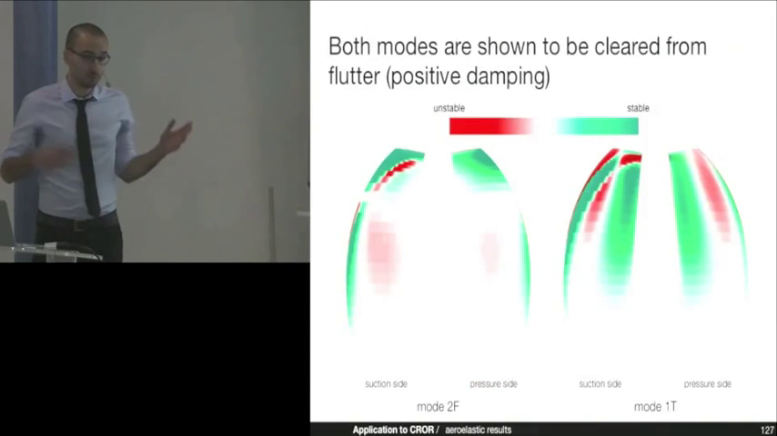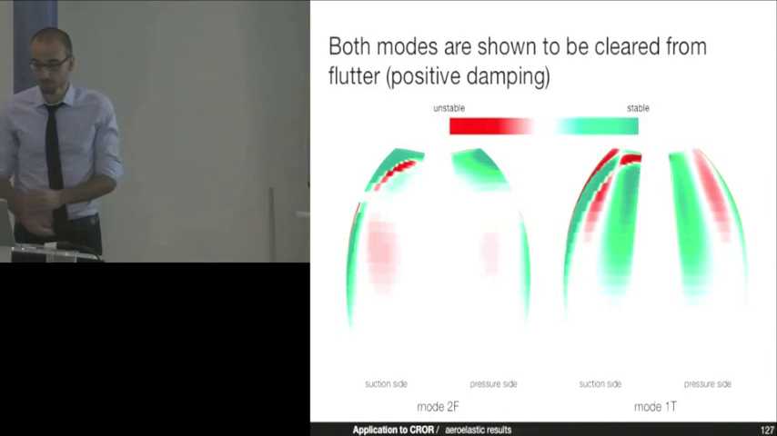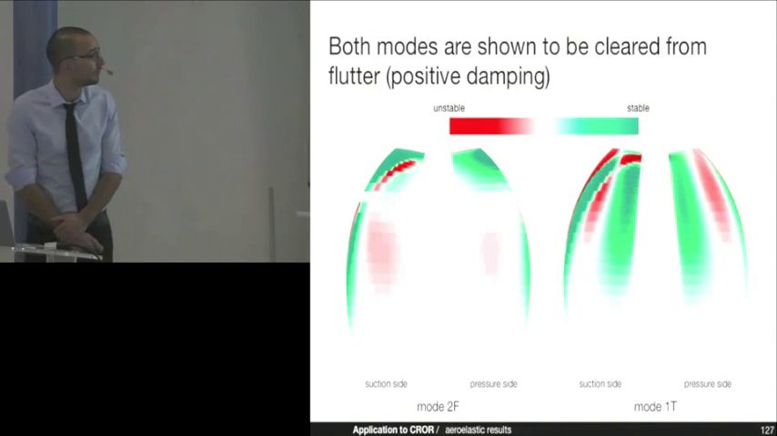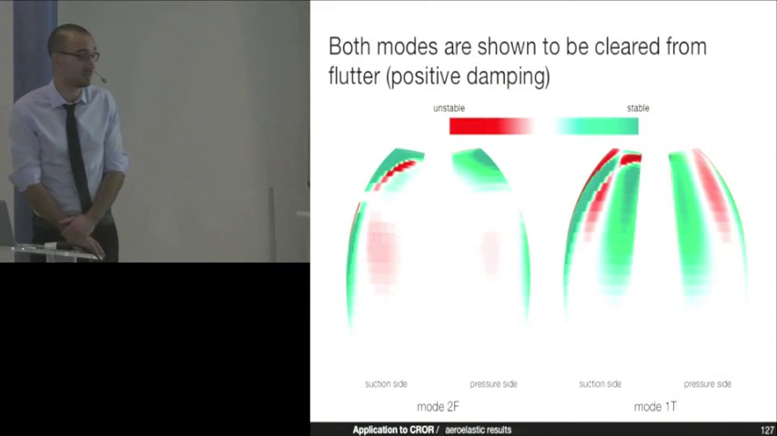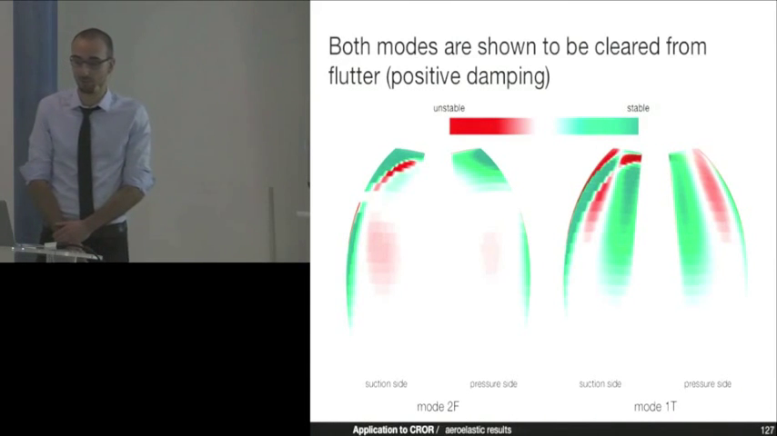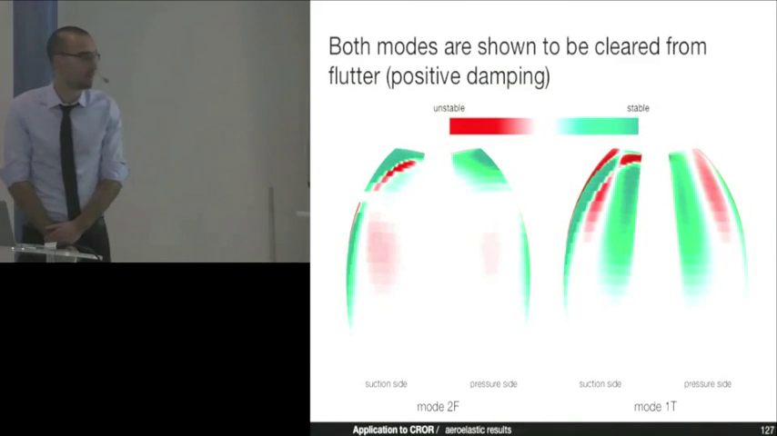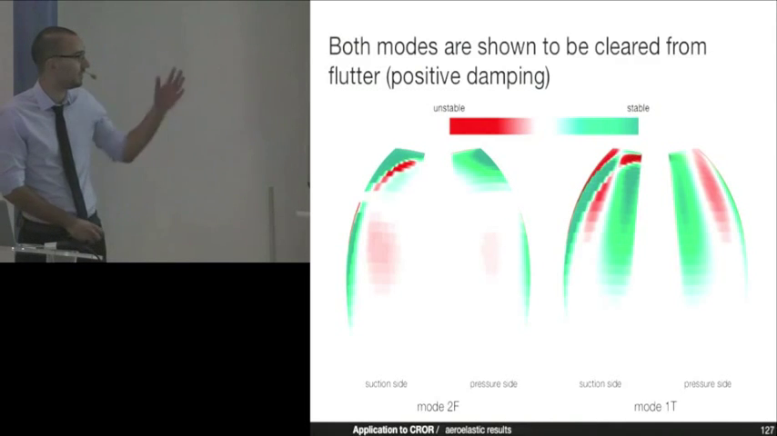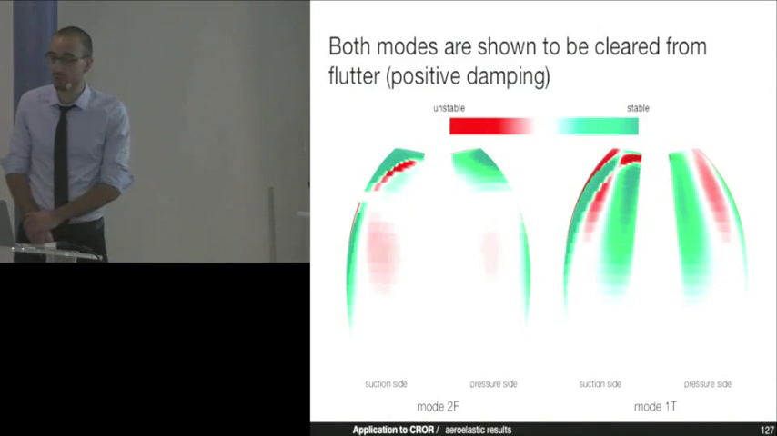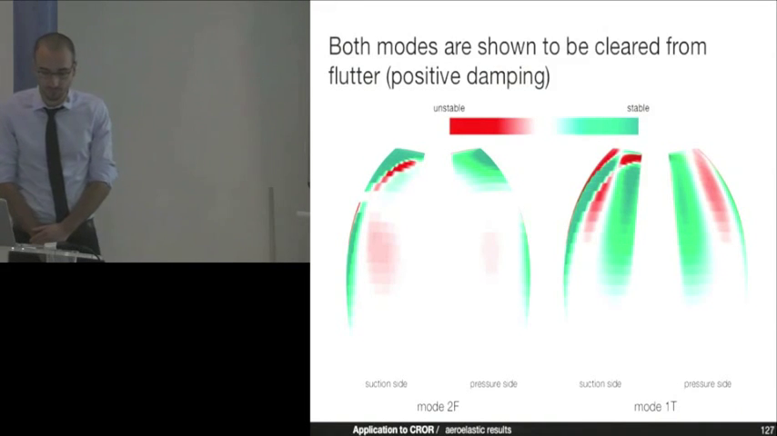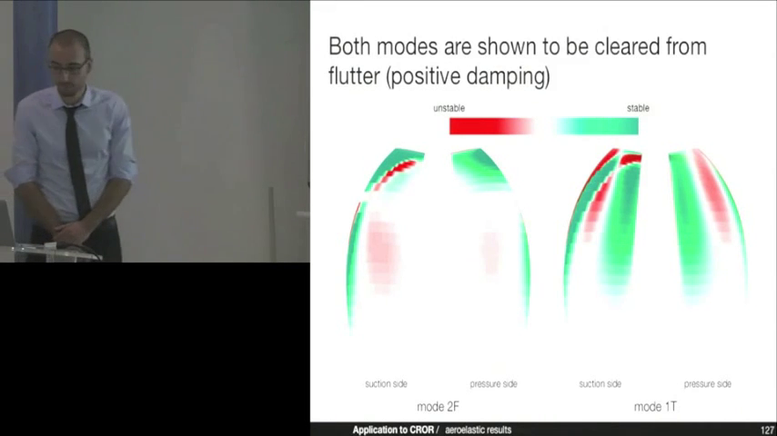So now we compute the harmonic response to the vibration of the mode, and we plot that as the local excitation, where roughly in red we have the unstable part of the mode, and in green the stable part of the mode. You might see that actually integrating these results on the whole blade surface give us two modes that are actually flutter-free, as it gives a positive damping.